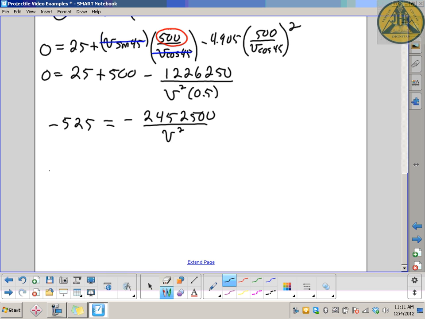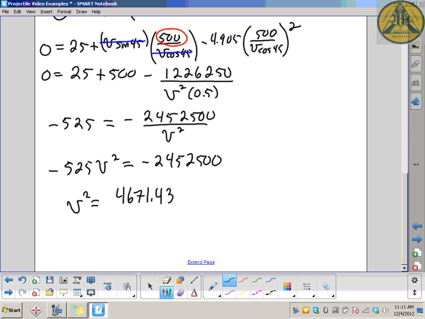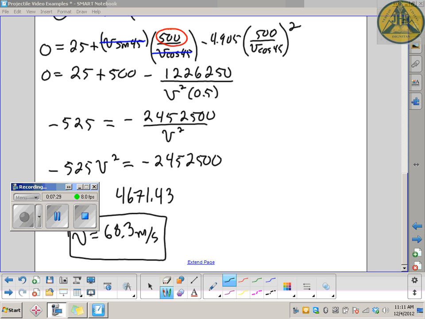Okay, so just working it out. Cross multiply and take my time with my math. Divide both sides by the 525. Make sure everything works out to be positive, and we get 4671.43. Just keep a couple of decimal places. Square rooting gives us, lo and behold, 68.3 meters per second. So add just enough gunpowder so that those orcs do not stand a chance.